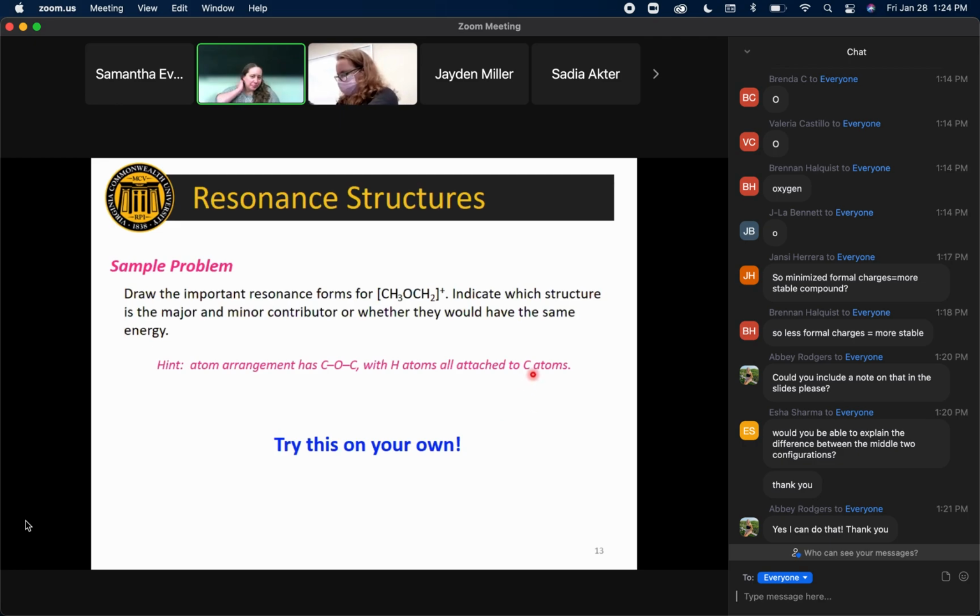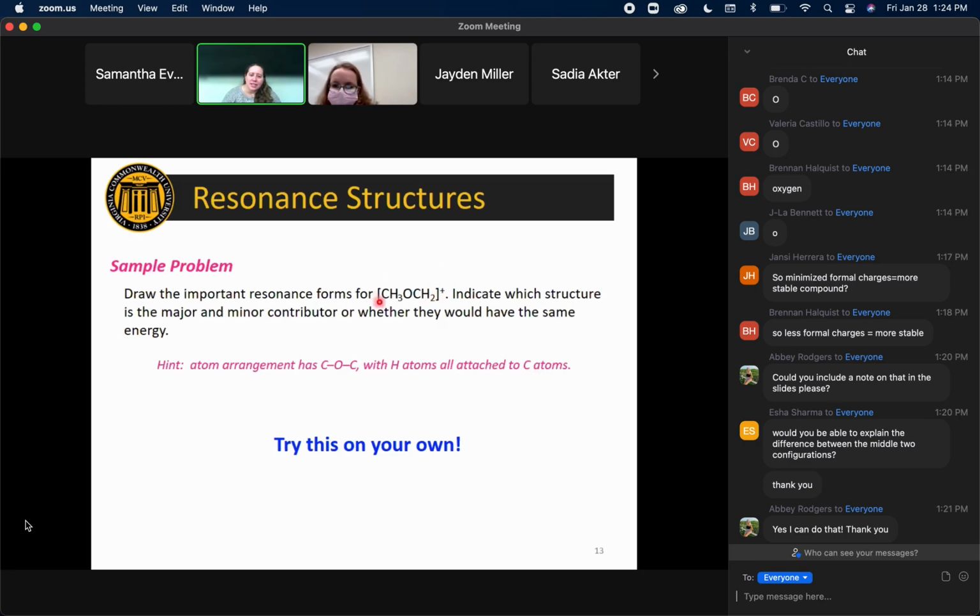So once you have your important resonance forms drawn, then you need to think about them, look at them, and decide which of them is the major one and which is the minor one, or are they the same? So the way I've already been talking, I'm hinting to you that there are two because I keep saying which, this or that. But go ahead and try it on your own.